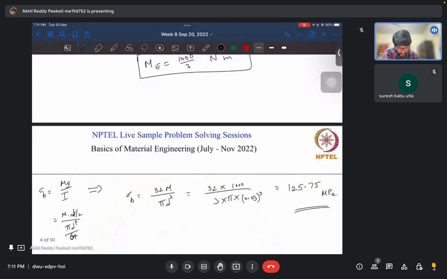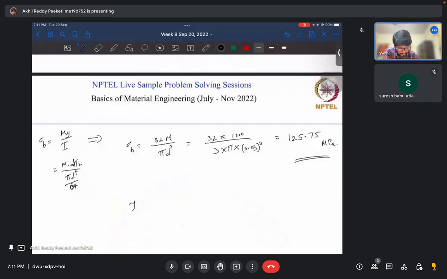Now what will be the shear stress due to the torque? 16T by pi d cube, right? So 16 into torque, which is already given as 500 Newton meter, by pi into 0.03 whole cube. So this would be 94.31 MPa.